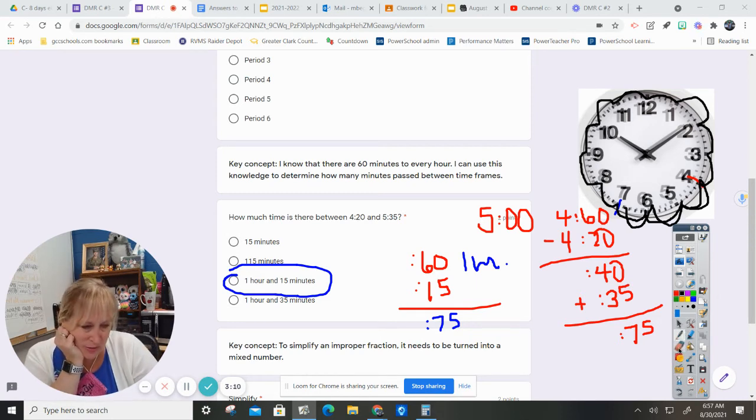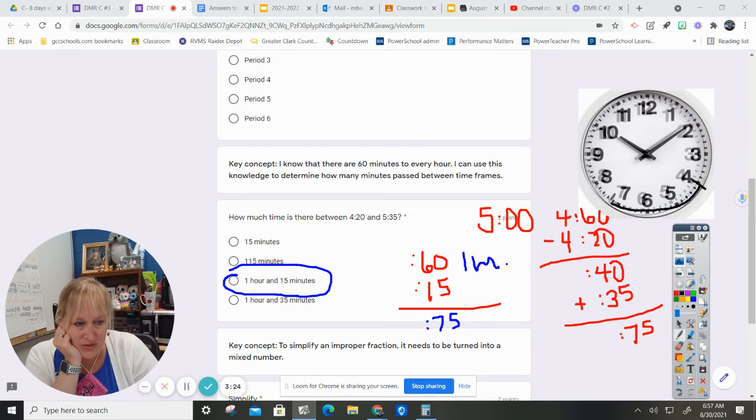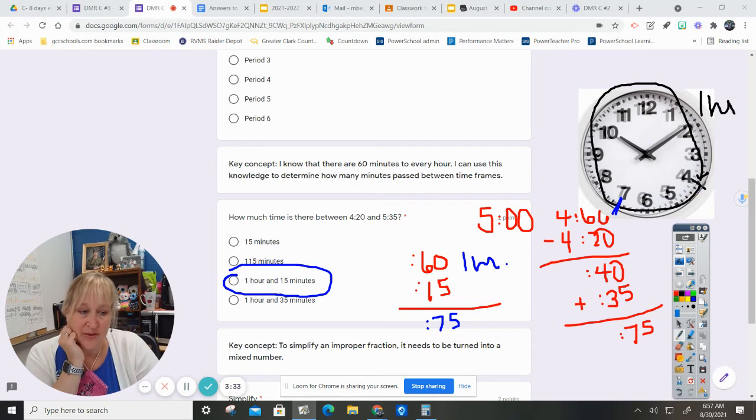The other way, if you don't want to count by fives, some students will recognize that if you start at 4:20, that's 1 whole hour. Okay, but my end time is at 5:35, so I need to add those 15 minutes. So that's how I can verify my answer. So the answer to that one is 1 hour and 15 minutes.